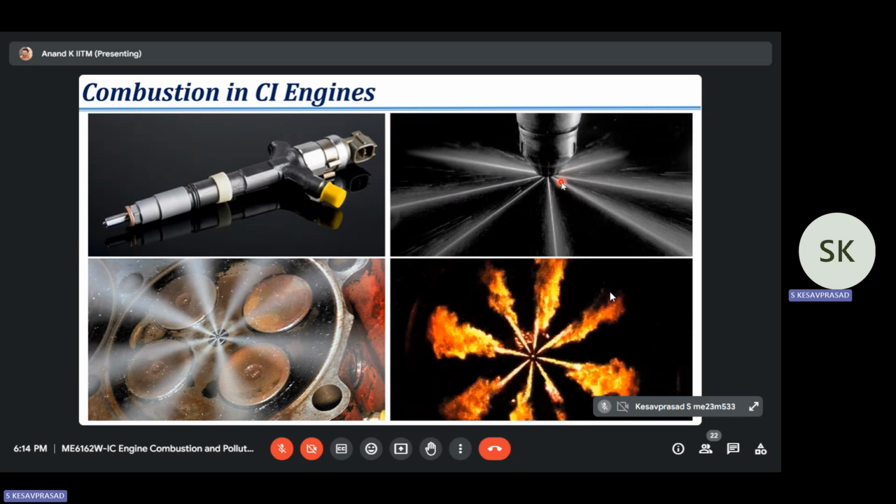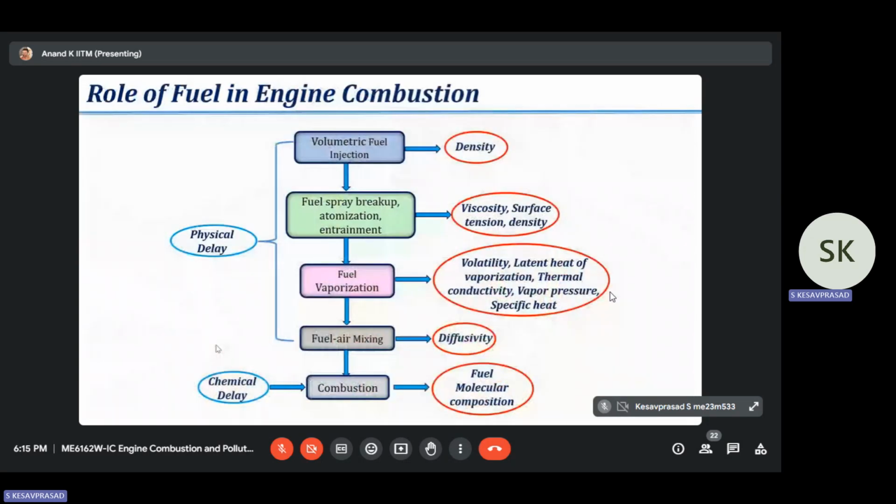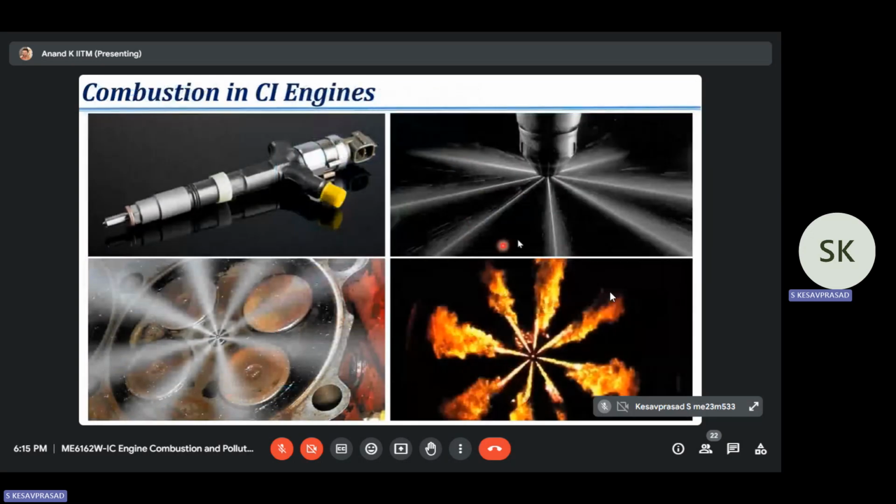So you are spraying fuel into the engine cylinder. This is a bottom view. What you have in the cylinder is air at high pressure and high temperature. Once you inject the fuel into the engine cylinder, these processes happen, which involve a physical delay to form an ignitable fuel-air mixture, and then a chemical delay, that is the time required to form radicals. So you will have n number of fuel sprays.